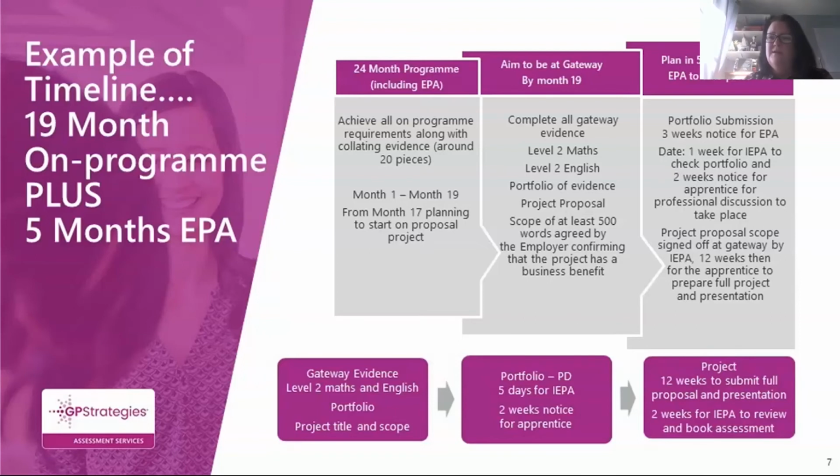Okay. The project proposal scope signed off at Gateway by the independent assessor. Once that has been signed off and you've got the form to say that that's been signed off, then it's then 12 weeks for the apprentice to prepare their full project and presentation.